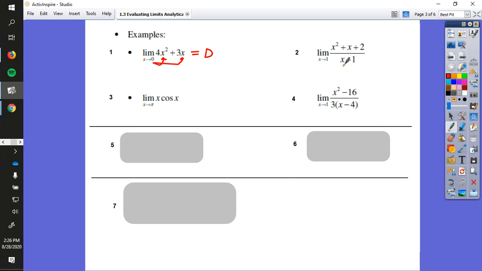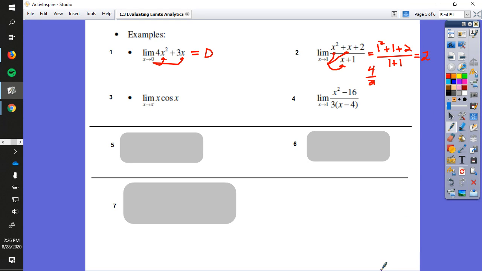Now this one looks like there could be an issue because of x plus 1 on the bottom, but what I'm plugging in is a 1, not a -1. And so direct substitution should work here. We end up getting 1 squared plus 1 plus 2 on top, and 1 plus 1 on the bottom. So we have 4 on the top and 2 on the bottom, which is 2. And so the limit for that rational function is going to be 2.